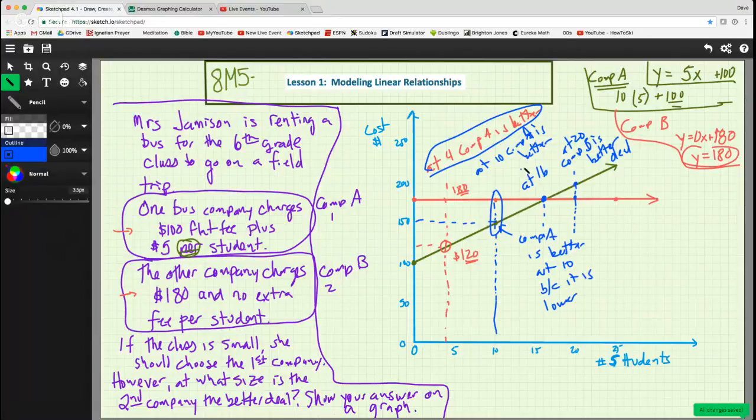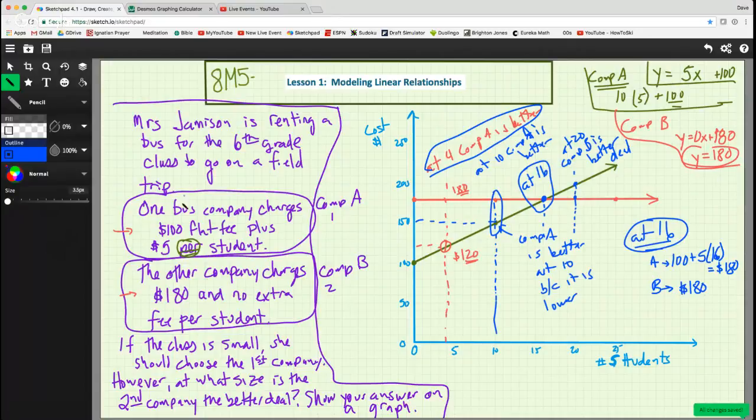So when the number of students is 16, let's see, at 16, company B is going to be 180 because they're always 180. Let me write that nicer. And then company A is our 100 plus 5 times 16. So that's 180. So there's our break-even point.